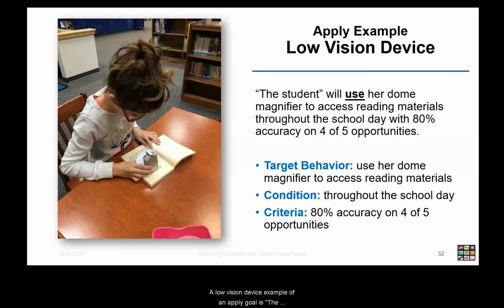A low vision device example for an apply goal is the student will use her dome magnifier to access reading materials throughout the school day with 80% accuracy on 4 of 5 opportunities. In this goal, the target behavior is use her dome magnifier to access reading materials. The condition, throughout the school day, and the criteria, 80% accuracy on 4 of 5 opportunities.